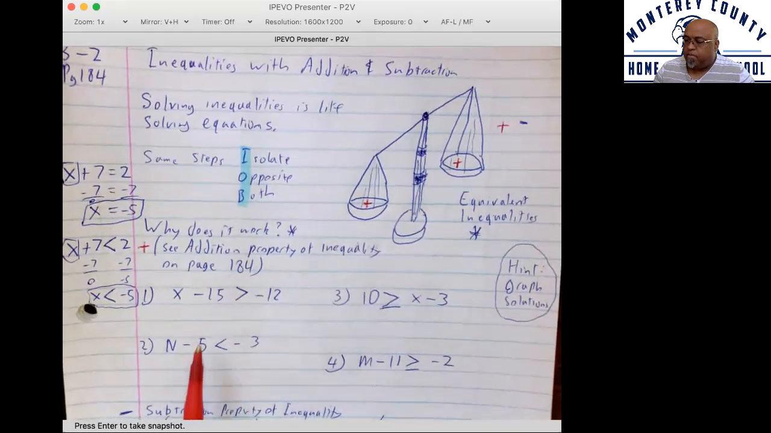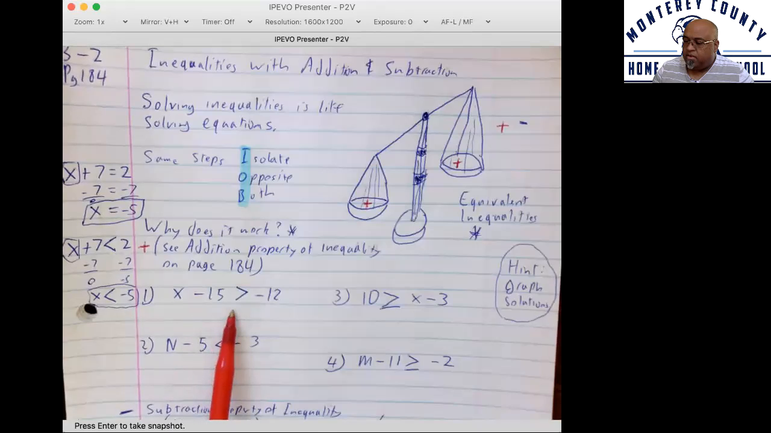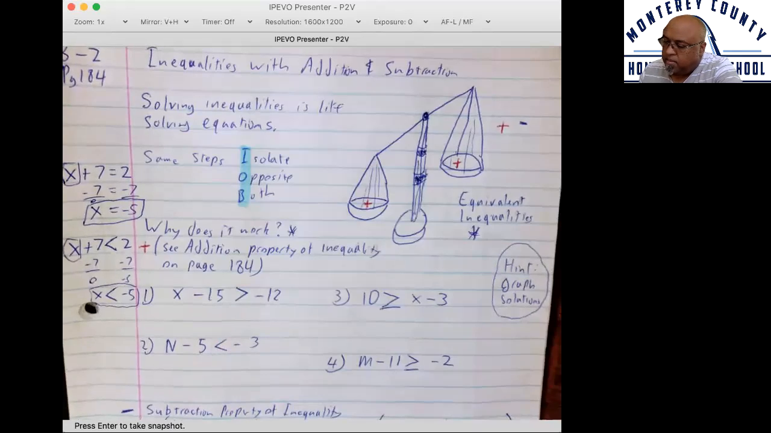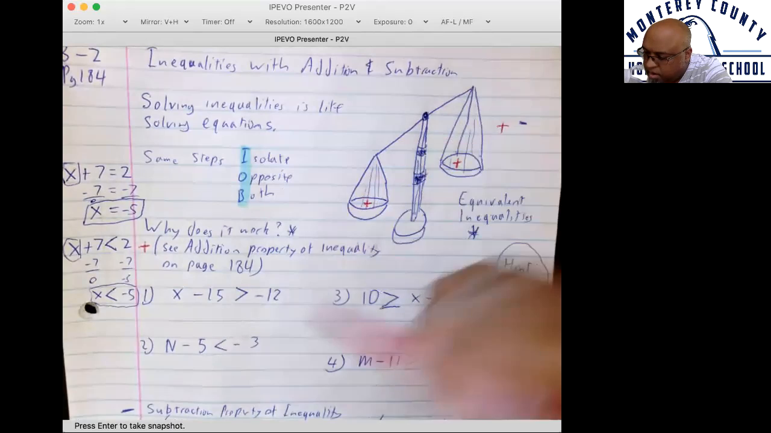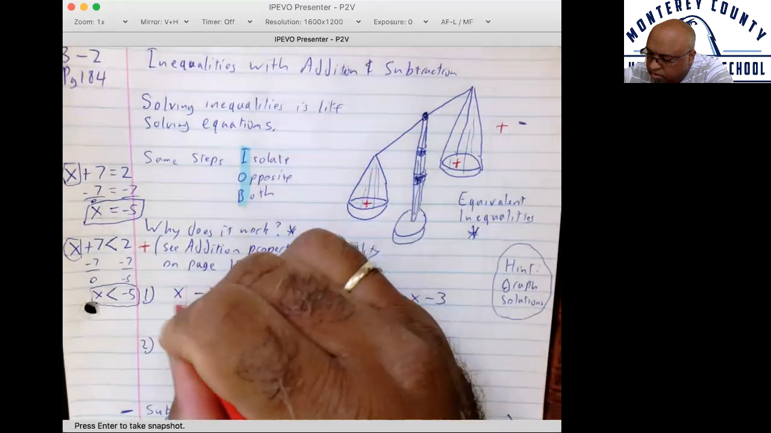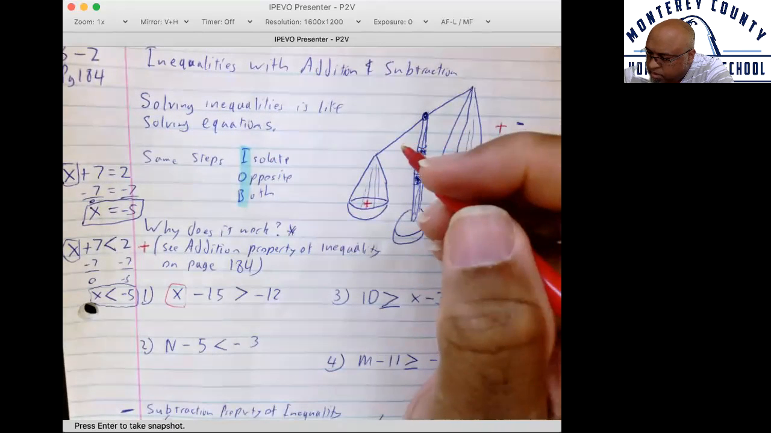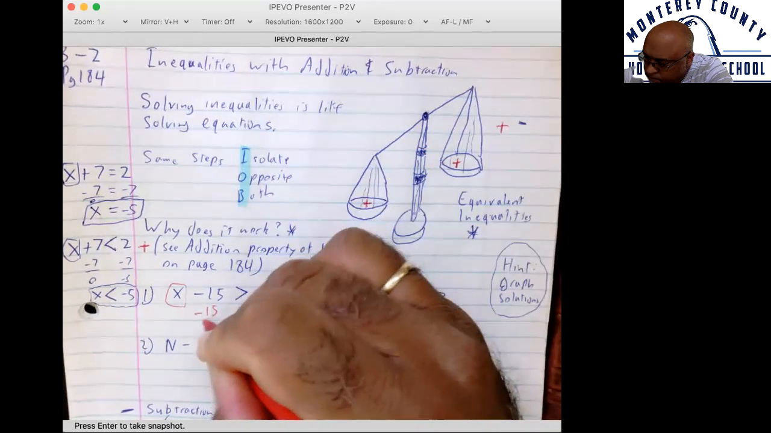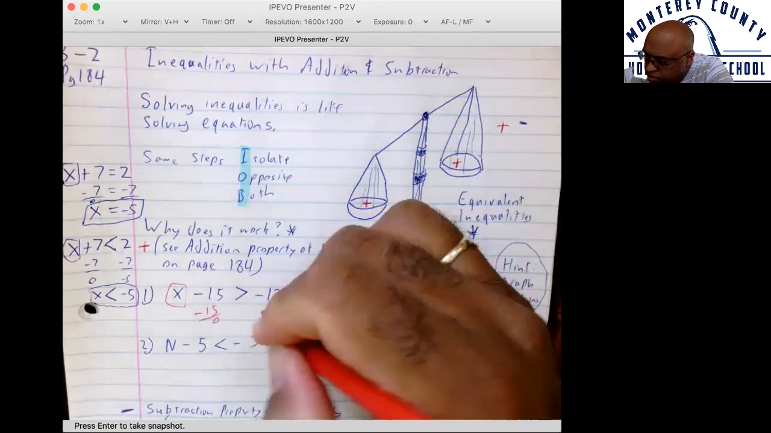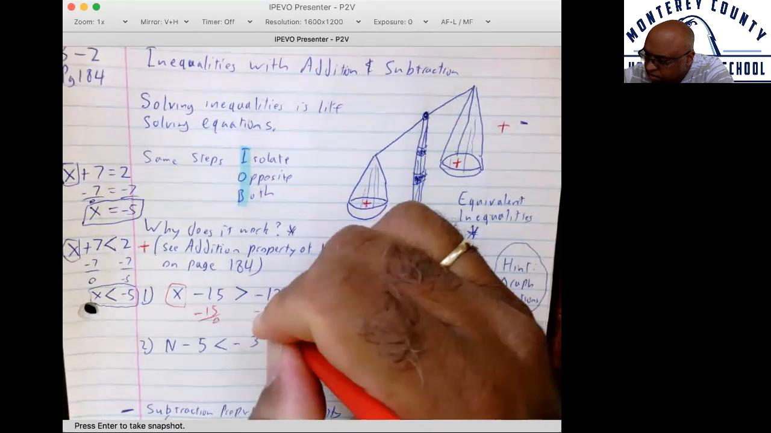Okay, good. I have some problems here for you. x minus 15 is greater than negative 12. Okay, so let's go ahead and solve using IOP, isolate opposite both. Isolate the variable x by opposite operation to both sides of the equation.